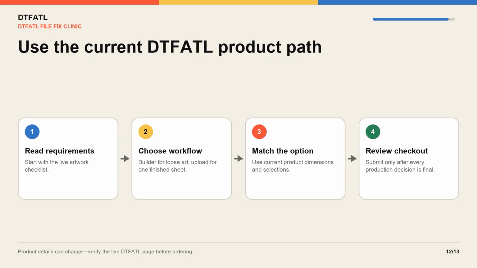The buyer path is straightforward. Read the current artwork requirements. Choose the builder when separate designs still need layout decisions, or print-ready upload when one completed sheet already exists. Match the current product option, then review the file and checkout selections together. Product requirements can change, so the live DTFATL page, not this video's screenshot, controls the order you place.